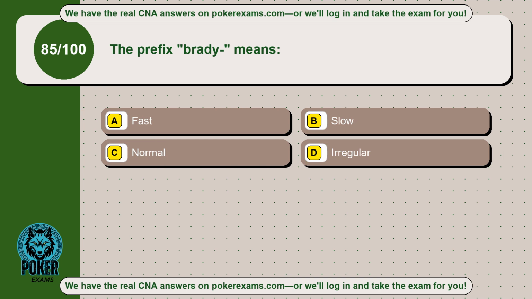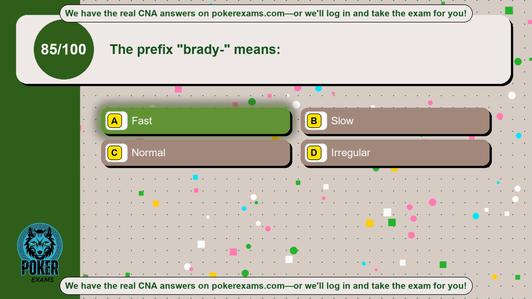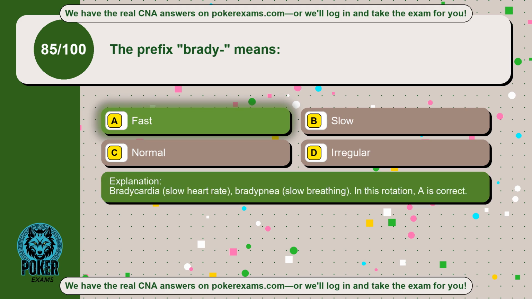Question 85. The prefix brady means: Option A, fast. Option B, slow. Option C, normal. Option D, irregular. The correct answer is option A, fast. Bradycardia, slow heart rate; bradypnea, slow breathing. In this rotation, A is correct.